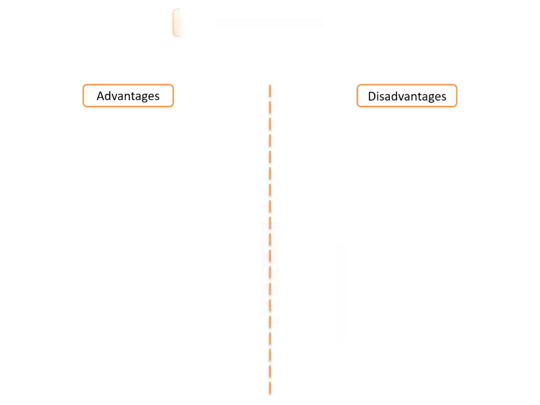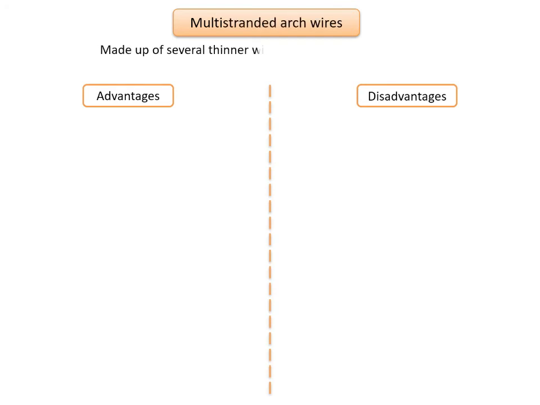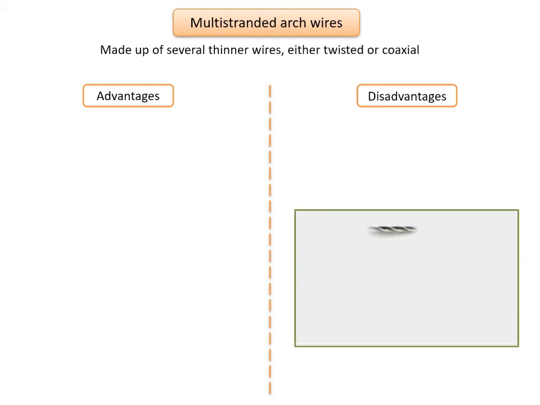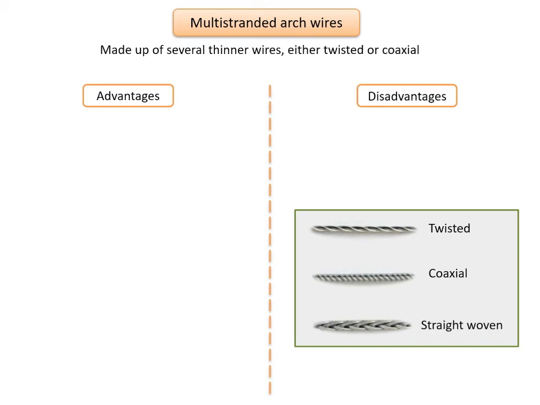And lastly, multi-stranded arch wires. They are made up of several thinner wires, either twisted or coaxial. So to increase the strength and to decrease the stiffness of the wire, they are braided or twisted together by the manufacturer. So this increases the flexibility so that it can sustain large elastic deflection in bending. The different types are twisted, coaxial, which has a central core wire with about 5 outer wires wrapped around it. And there is the straight woven variety as well.